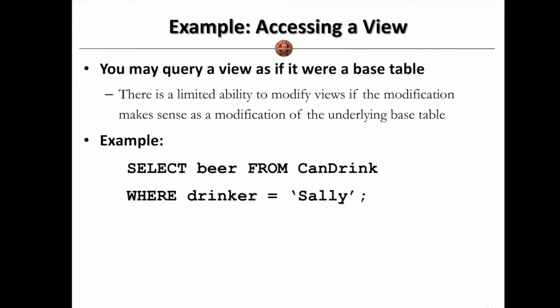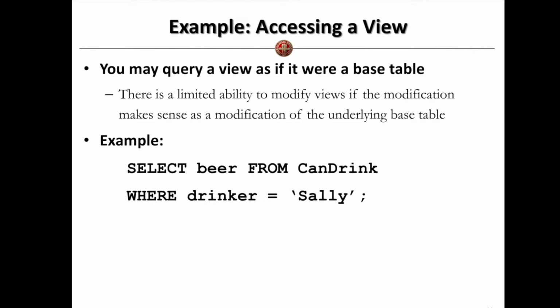And we provide you with another example. We may query a view as if it was a base table. However, it is not a base table, it's a virtual table, right? Normally, there is a limited ability to modify views, if the modification makes sense as a modification to the base tables. And we provide you with an example. We can select beer from CanDrink. CanDrink is a view we created before, right? Where drinker equals Sandy, semicolon. Here we use this CanDrink like a table in our database system.